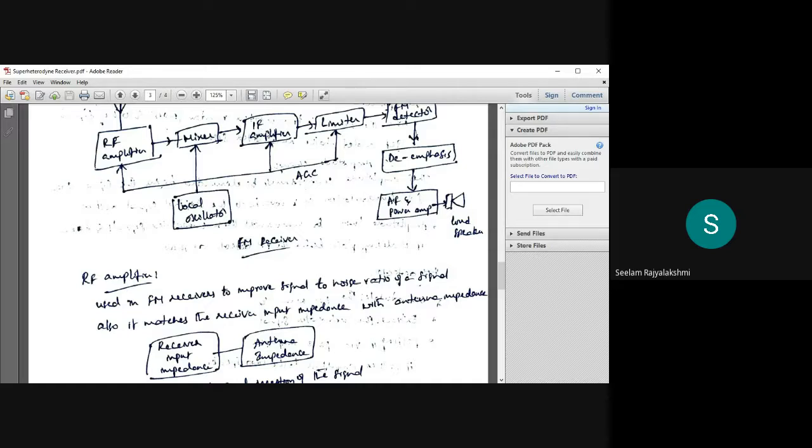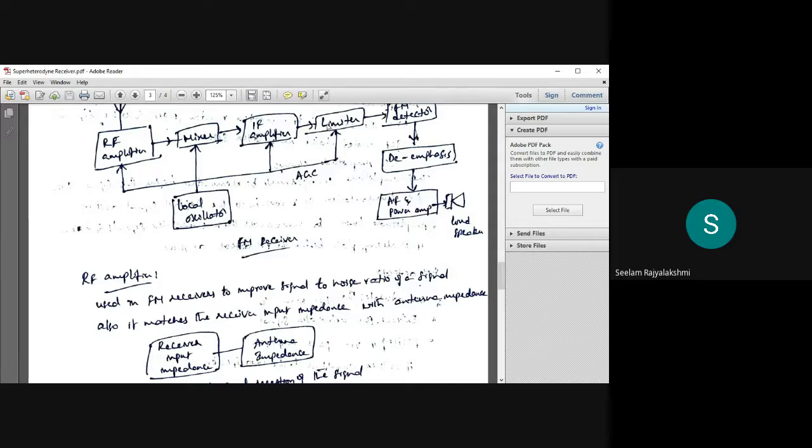This is the intermediate frequency amplifier. It performs the same operation as in the case of AM. It amplifies the intermediate frequency to the desired level. When we compare to amplitude modulation, the IF amplifier for frequency modulation requires high bandwidth. Here we will consider IF equal to 10.7 and bandwidth of 200 kilohertz.